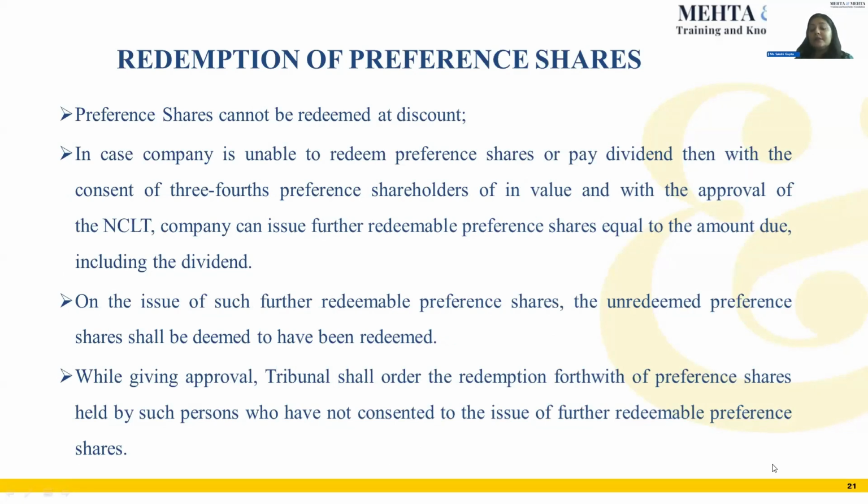And if there is a situation wherein the company is unable to redeem the preference shares or pay the dividend, then with the consent of 3/4 of the preference shareholders by value, and along with an application to the NCLT, the company can issue further redeemable preference shares equivalent to the amount of the unredeemed preference shares, including the dividend which has not been paid. So on the issue of the further redeemable preference shares, the unredeemed preference shares shall be deemed to have been redeemed.